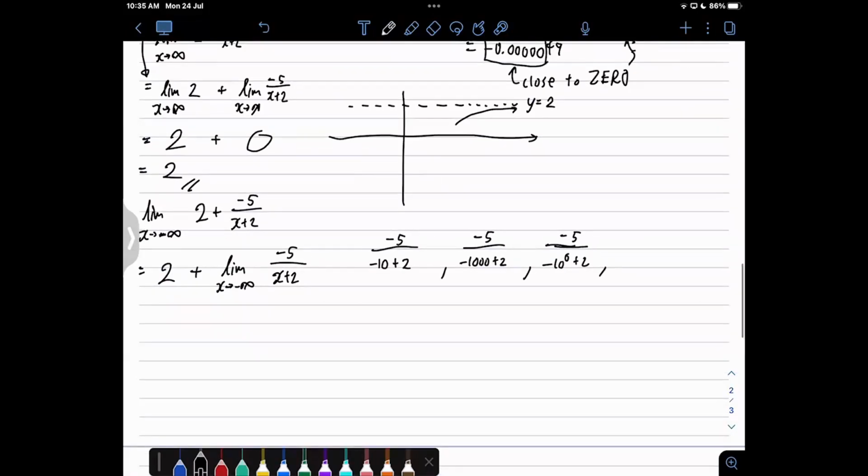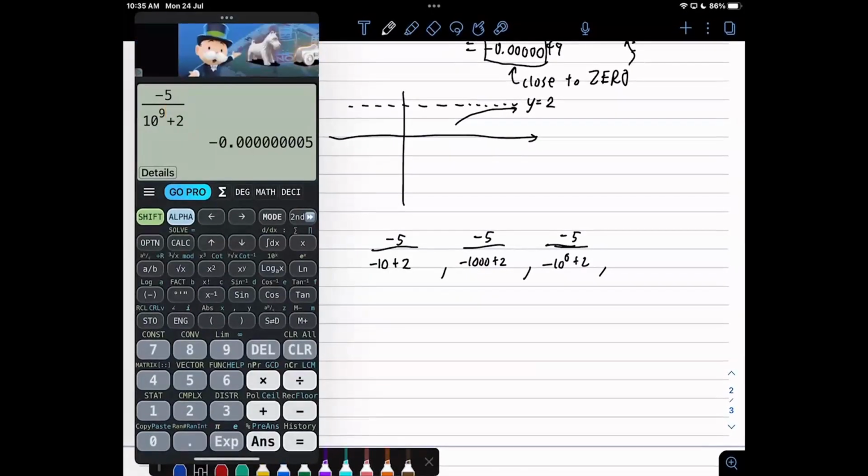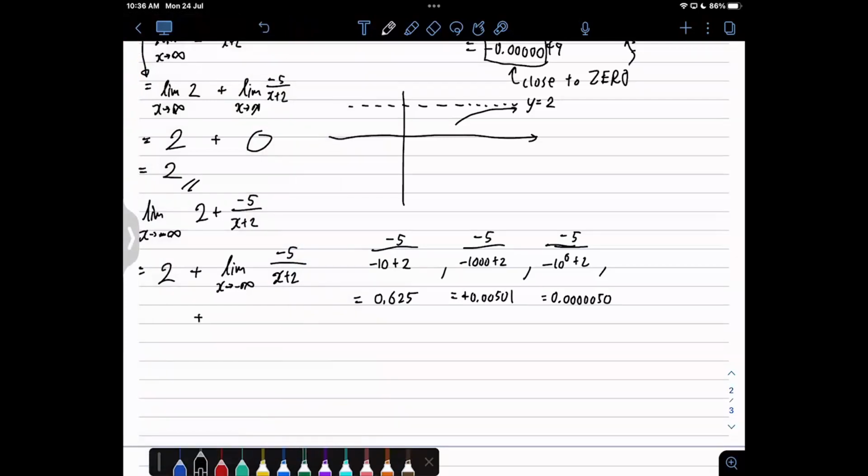What happens? Let's just double check with a calculator. I just have to change all of them to negative. Let me try negative 10 plus 2. Okay, I get positive 0.625. Negative 1000, 10 power 3. I get positive 0.00501. And then I change this to power 6. What happens? It's still positive, but it's very, very close to what? 0. Yes. So that means it's very very close to 0, but always slightly positive. So essentially, the limit will be 0.